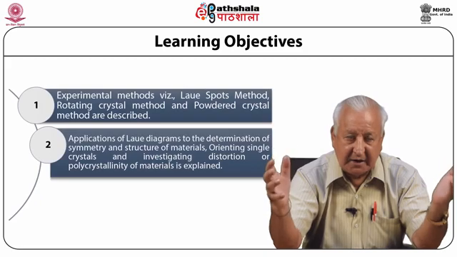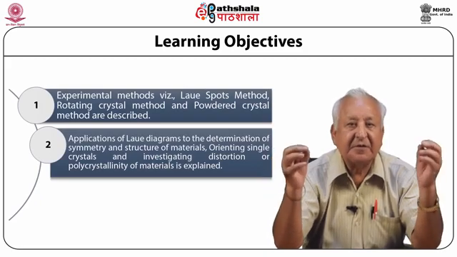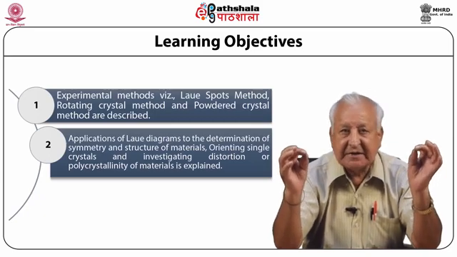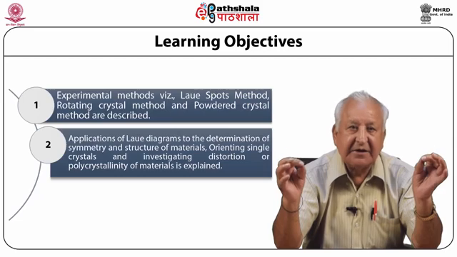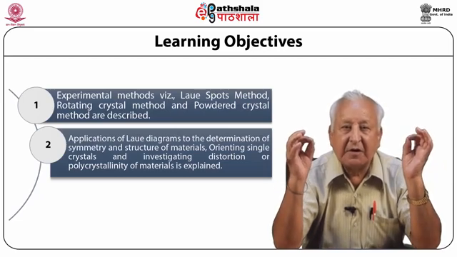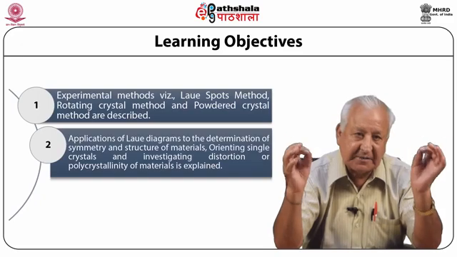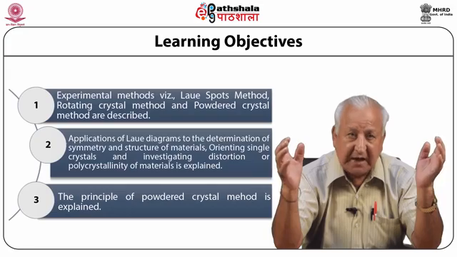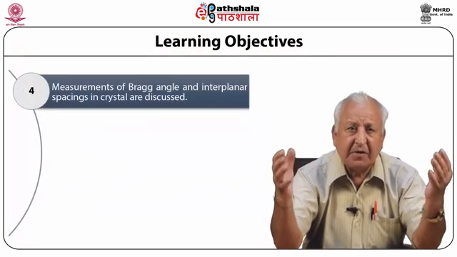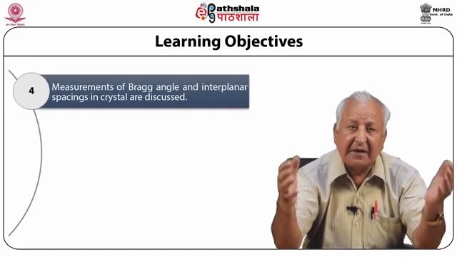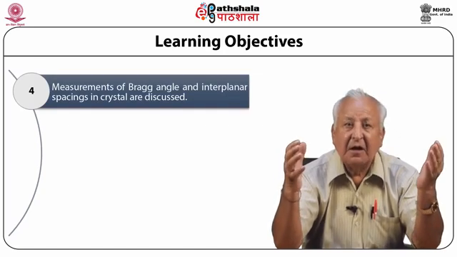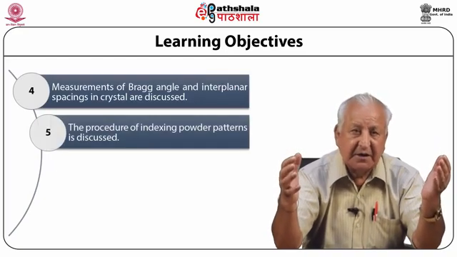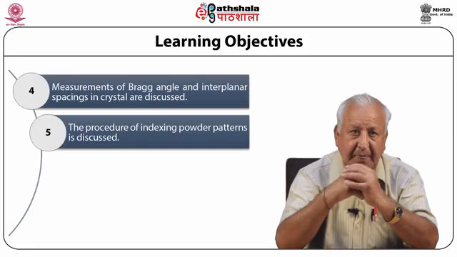Applications of Laue diagrams to the determination of symmetry and structure of materials, orienting single crystals, and investigating distortion or polycrystallinity of materials is explained. The principle of powdered crystal method is explained. Measurements of Bragg angle and interplanar spacings in crystal are discussed. The procedure of indexing powder patterns is also discussed.